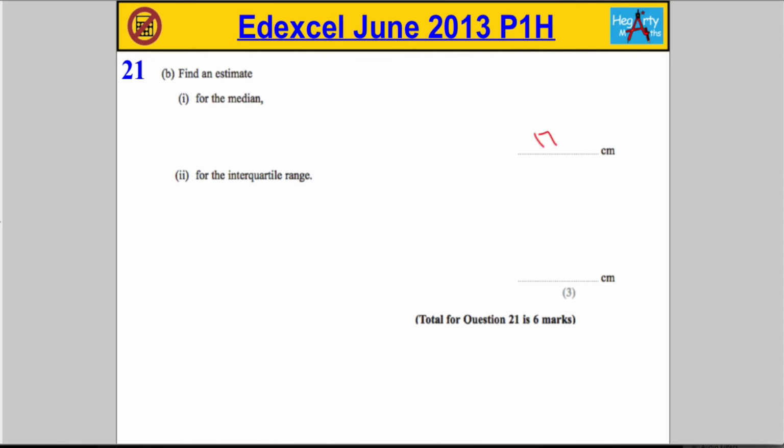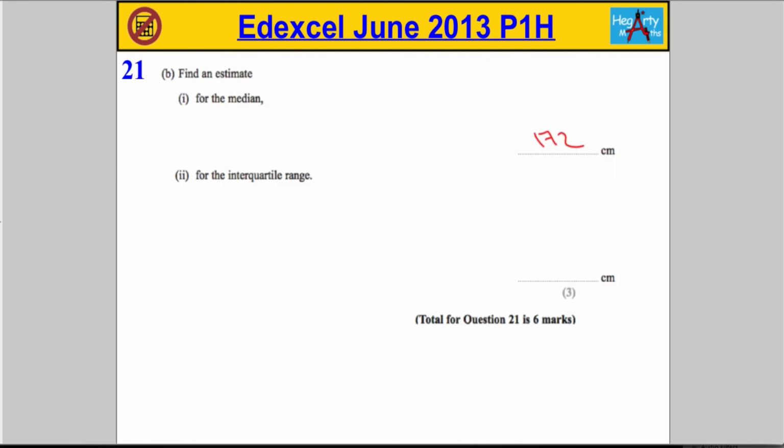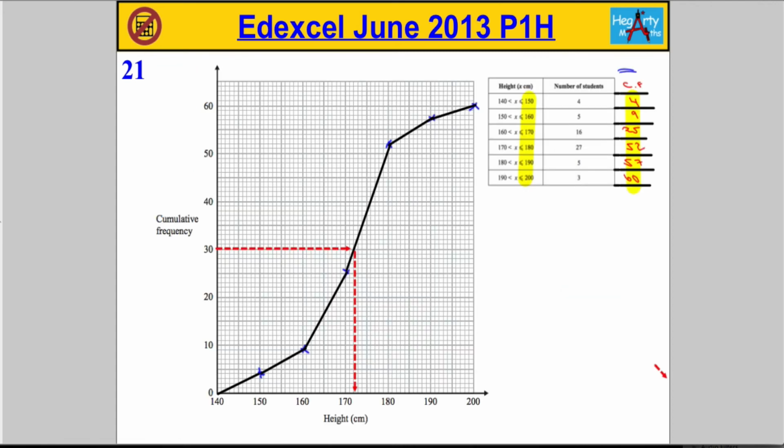172. Try and be as accurate as you can from your diagram. The next part, we're asked to work out an estimate for the interquartile range. The interquartile range, you need to know, is the upper quartile subtract the lower quartile. The upper quartile is halfway between the median and the top. So if we've got 60 people in total, the median's at 30, the halfway point has got to be at the 45th person. So we're going to read across and down.